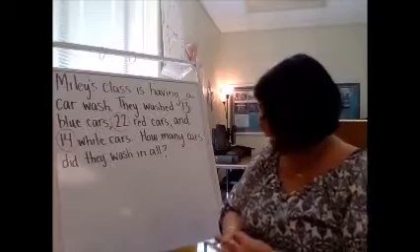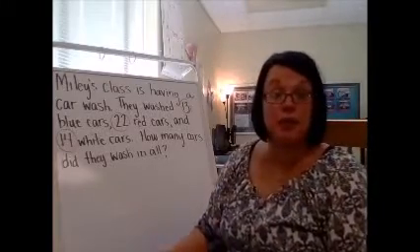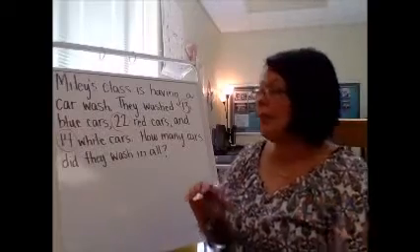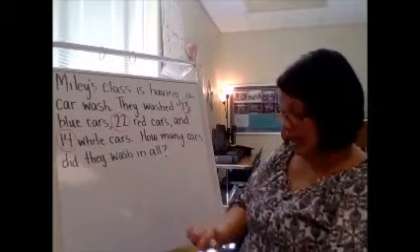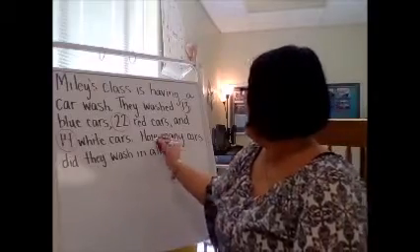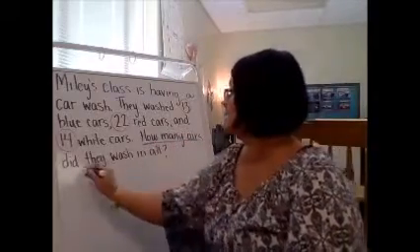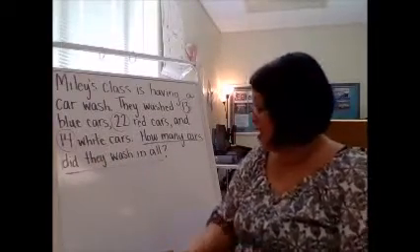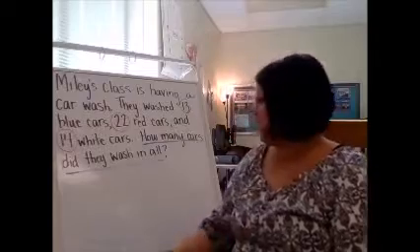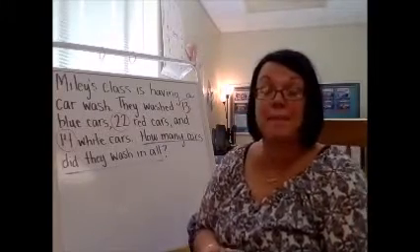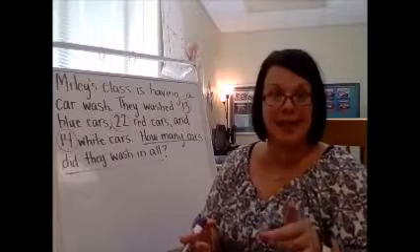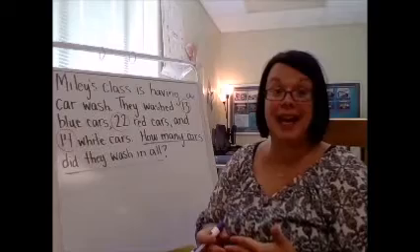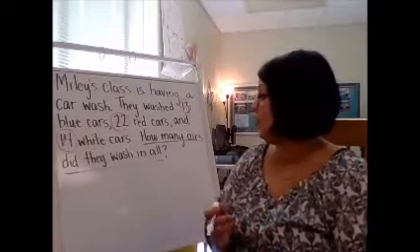Okay, next I need to look at the U. U is underline the question. That's usually at the end of the problem, but I should find the question mark and go back. How many cars did they wash in all? That's my question. The next thing that I need to do is put a box around keywords. That's B. Box the keywords. And those are going to be any words that tell me what I should be doing, my action words.